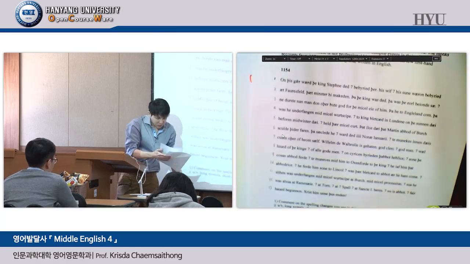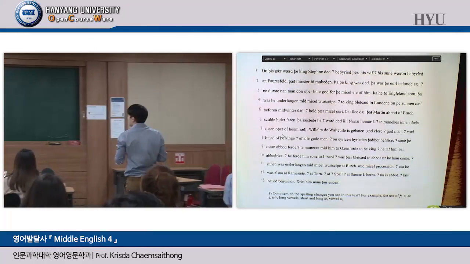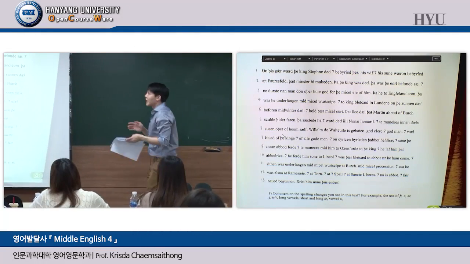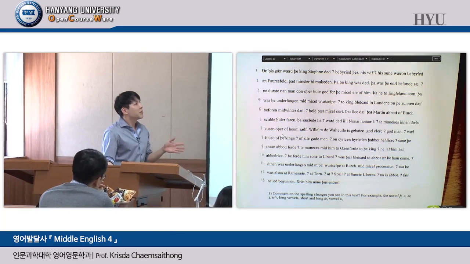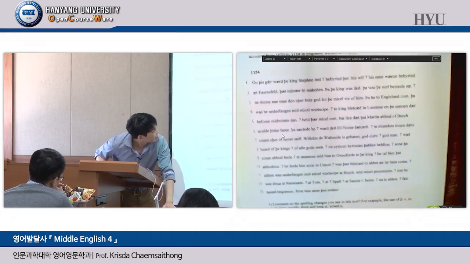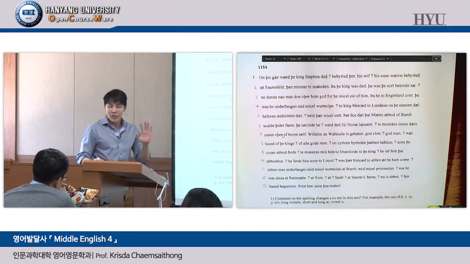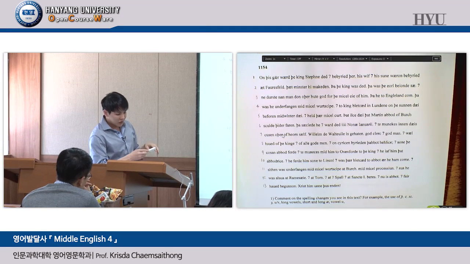So there are 13 lines in here. Again, you have to be flexible in recognizing words of Middle English, even though they look much more similar to modern English, but you have to allow some variation in terms of spelling. There's no spelling standard at that time. So in line 1, what do we have here?